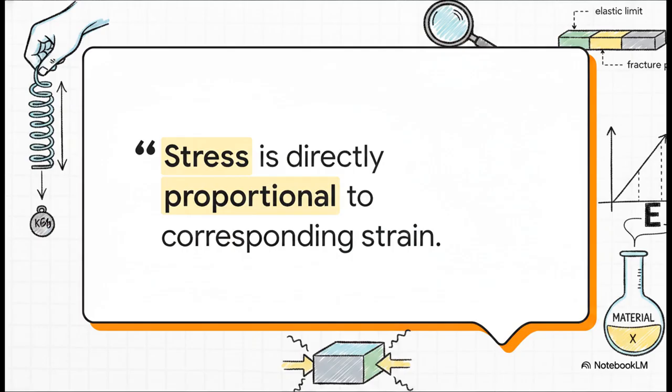And if you take that stress and divide it by the strain, you get a constant number that is completely unique to that specific material. We call this the material's elastic modulus. And when we're dealing with tensile stress specifically, it's called the Young modulus.